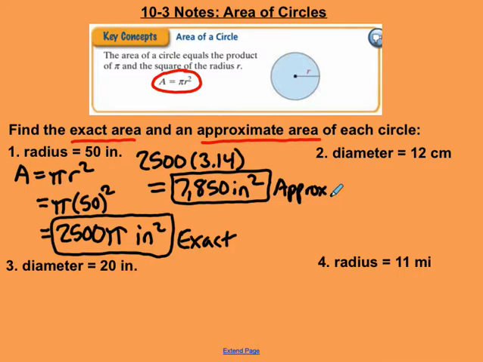Moving on to number 2. This one, they give us a diameter of 12 centimeters. Now remember, a diameter in a circle is a chord that goes through the center. And with our formula for area of a circle, we actually need a radius. So think about if this whole thing is 12, we want the radius, which would just be half of that distance here. That's going to be 6. So we're going to use 6 centimeters as a radius for this problem.